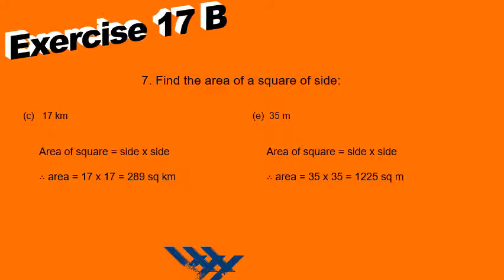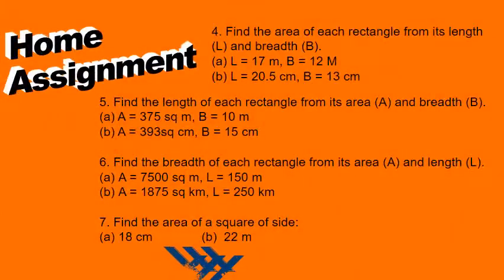So children, this way we have come to the end of this exercise 17b. Now let's see what is our home assignment. So children, this is your home assignment. You have to do question number 4, question number 5, question number 6 and question number 7. And you have to do A and B part of each of these questions in your notebook in a very neat and clean handwriting.